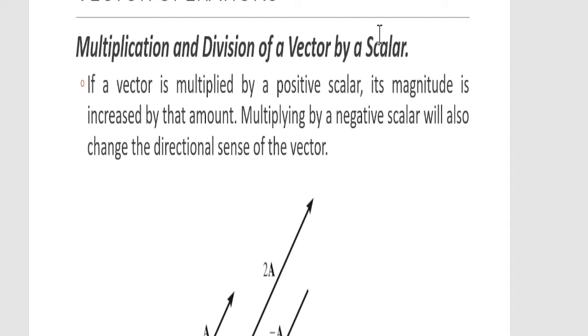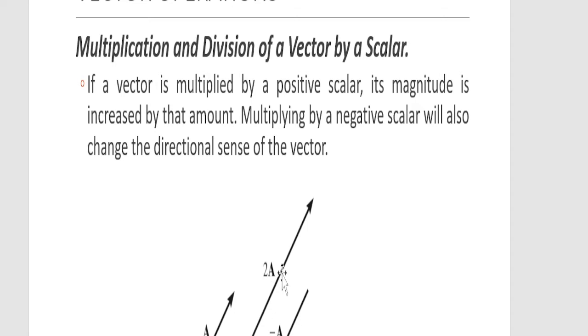For vector quantities, we can do multiplication, division, addition, subtraction, etc. by a scalar quantity. If the vector is multiplied by a positive scalar quantity, its magnitude will be increased by that amount. It can be increased or decreased by that amount of the scalar quantity, and the direction of that vector will be determined by the positive or negative sign of the scalar. Suppose we have minus A: here in the diagram you will see A facing upward, while if it is minus, the arrow will indicate downward.